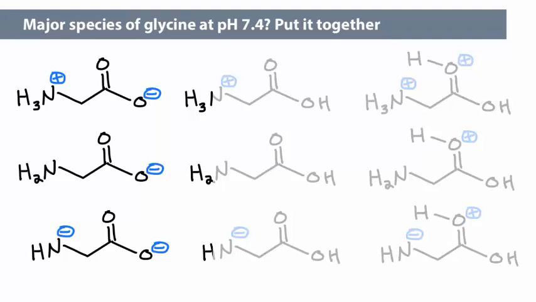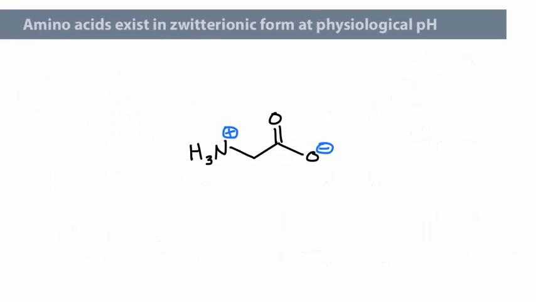We put these two analyses together to give the final species, which has an ammonium and a carboxylate. If you look at many textbooks, you'll see amino acids written in this zwitterionic form, the form with two opposite charges. That's because it's the major form of amino acids at physiological pH.